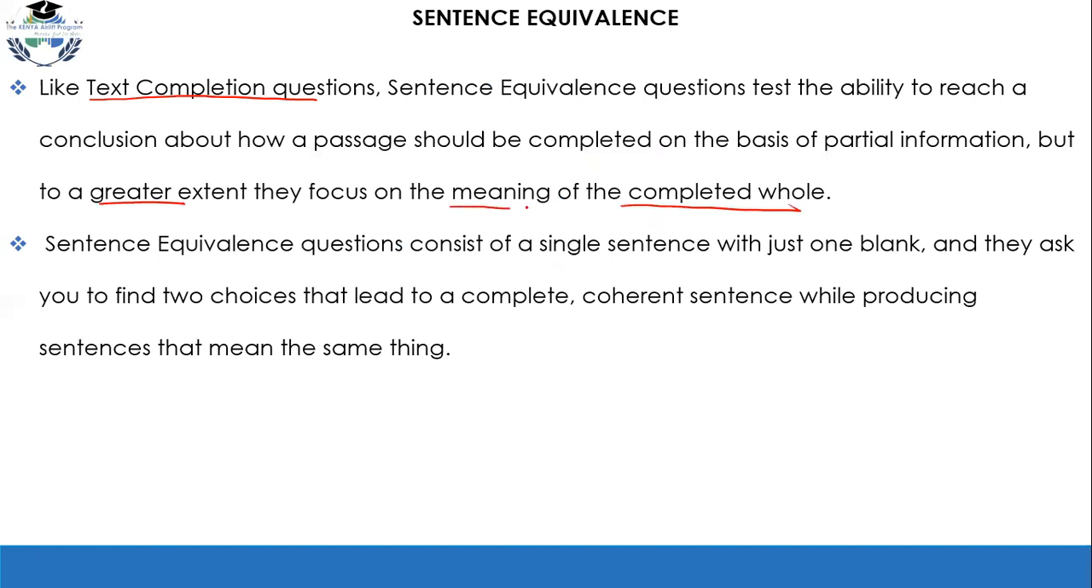So that's what makes sentence equivalence questions really stand out. They just need to care: do you understand what the sentence means when it's a whole? That's what they really care about, and that's what they expect from you.